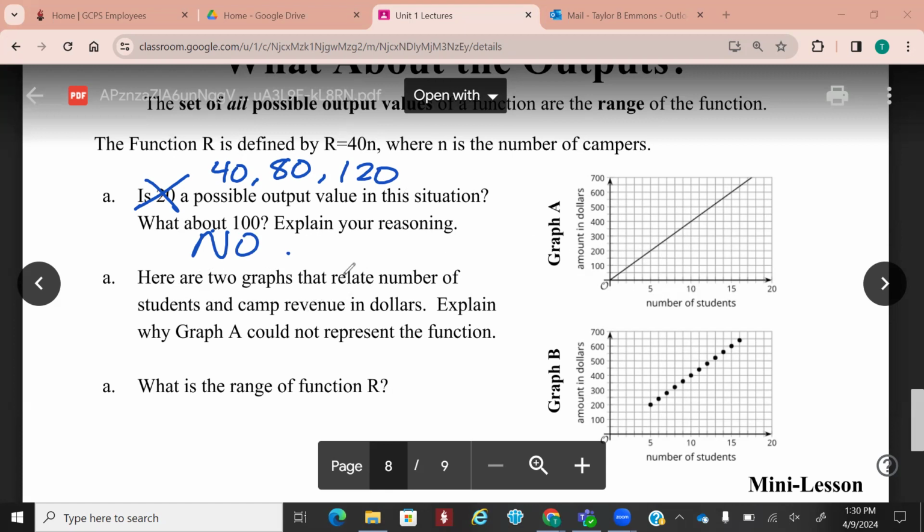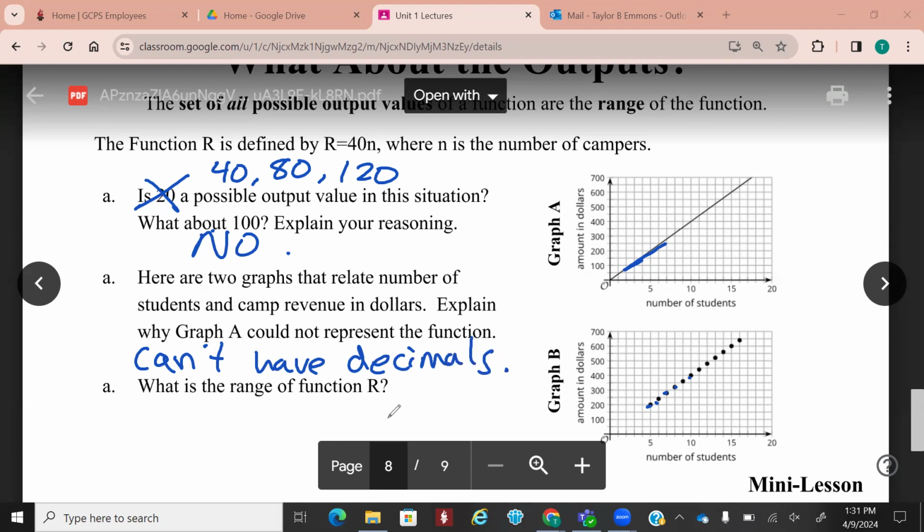Okay, here are the 2 graphs that relate to the number of students in camp and revenue in dollars. Explain why graph A could not represent the function. So why does graph A not represent the function? Well, remember, it's not continuous. You have to have a whole number for the kid. You can't have a decimal, which would be the numbers in between 4 and 5 or 5 and 6, etc. So can't have decimals.